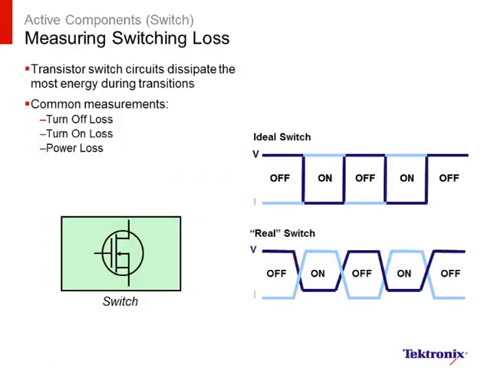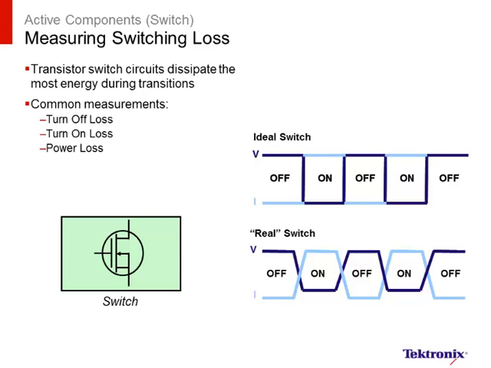Let's make a start with measurements of switching loss. In an ideal switch, as shown on the right, the power loss during either the on or the off state would be zero, and the switch would instantly transition between these states, resulting in zero power loss during the transition. The ideal switch is lossless. Unfortunately, this is not possible in the real world.